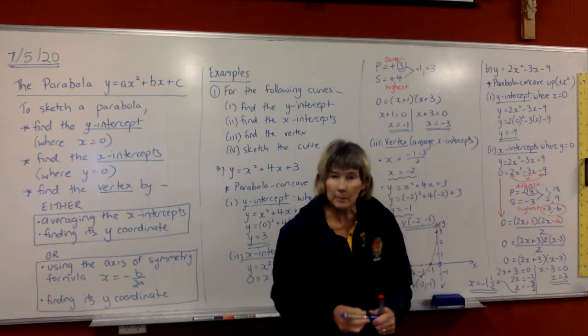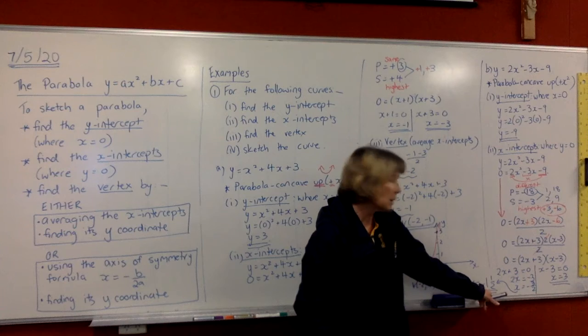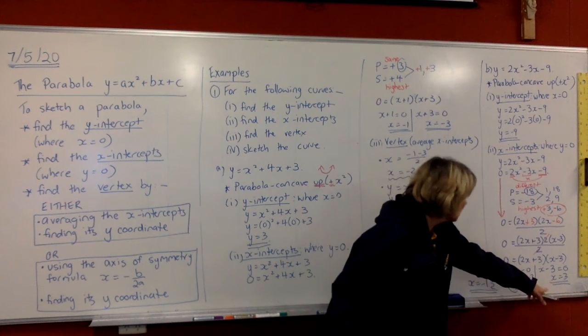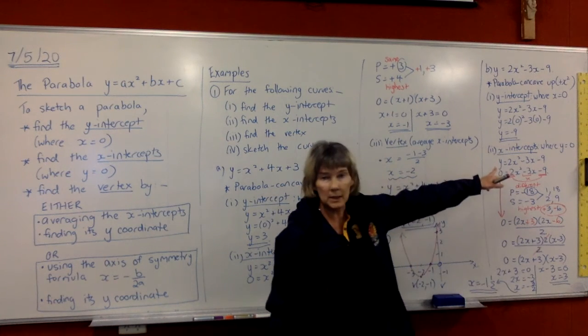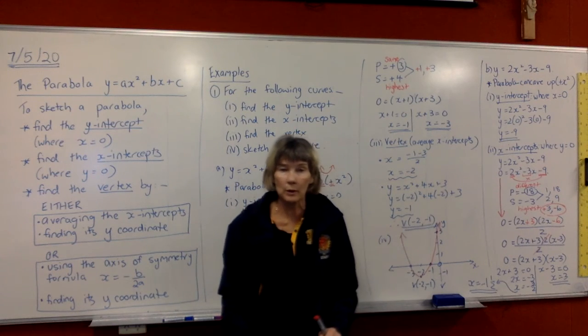Sorry, I'm running out of room there. That should be underneath here. Okay, so we've got x equals -1.5 and x equals 3 are our x-intercepts. I'll continue with the rest of that question and some more examples on the next video.